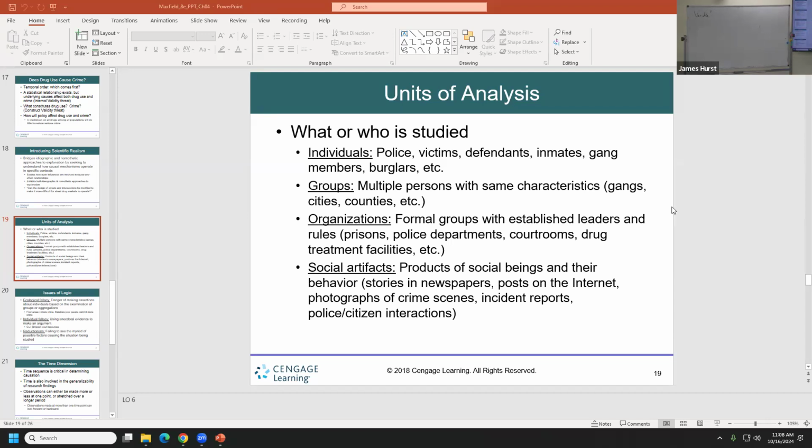Social artifacts, that's crime. Whether you're dealing with crime itself, here they mentioned stories in newspapers, the internet, photographs, all of those things. These are things produced by social interaction, and so those are things we could look at too.